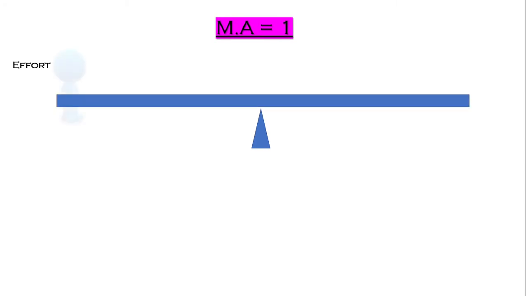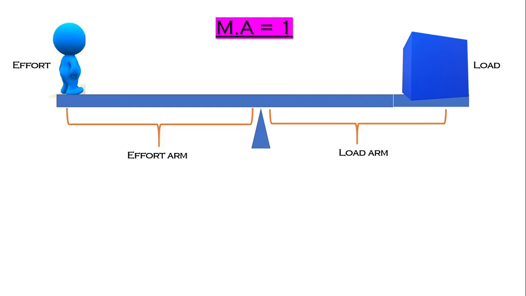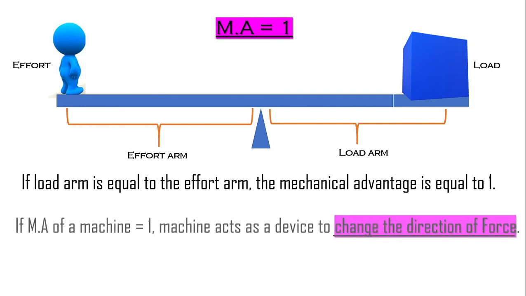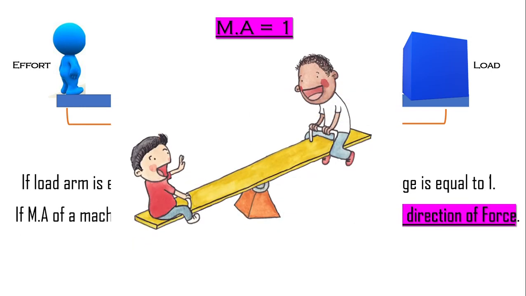When the mechanical advantage is equal to 1, now why would you use a machine that gives the same output? Here it helps in changing the direction of the force. A seesaw is an example, but a better example would be a pulley. If you have to draw water from a well, you have to pull it up by the rope.